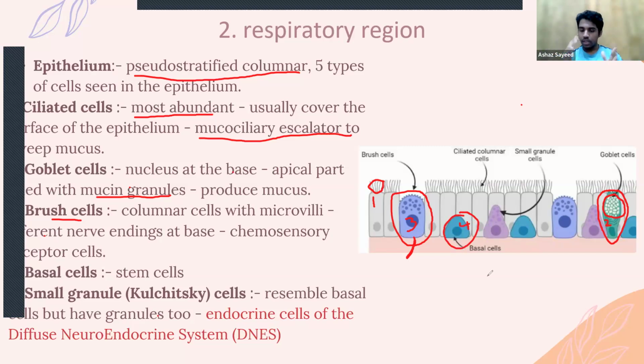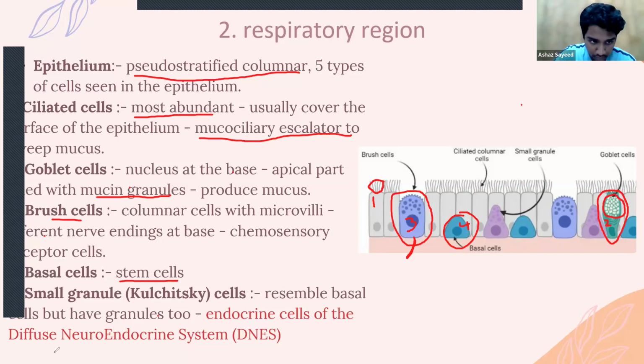These cells actually don't cover the thickness of the epithelium. They're just at the base, and the basal cells' function is an important one: stem cells. So they work as stem cells, and basal cells are capable of generating ciliated, goblet, brush, and small granule cells. Okay, they are stem cells for the epithelium.